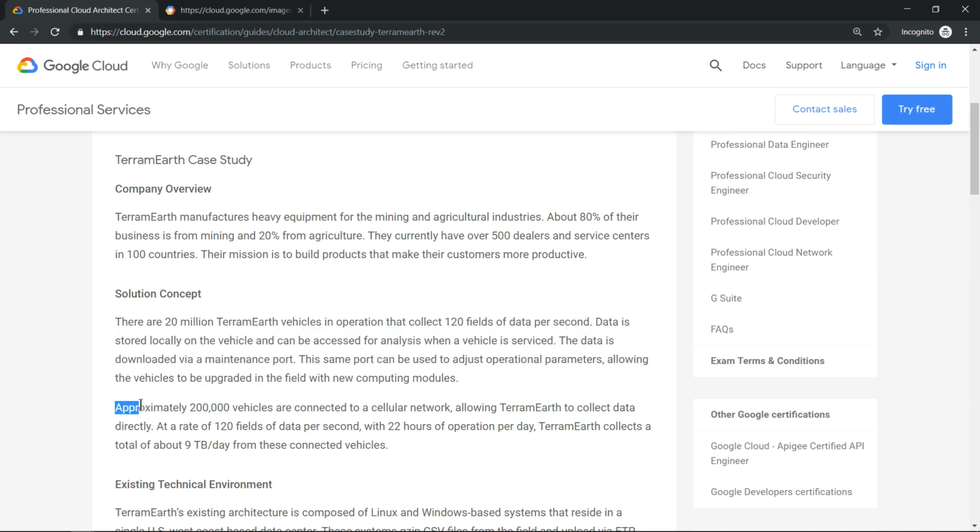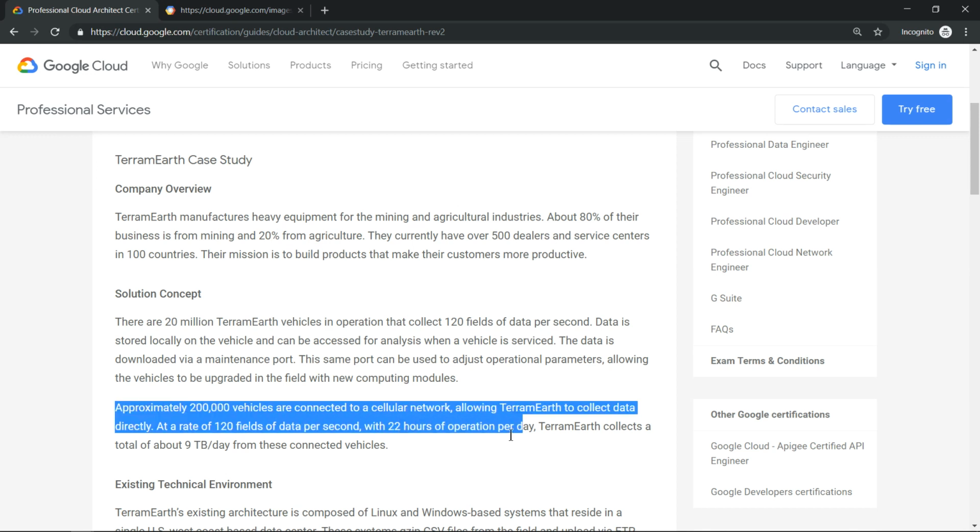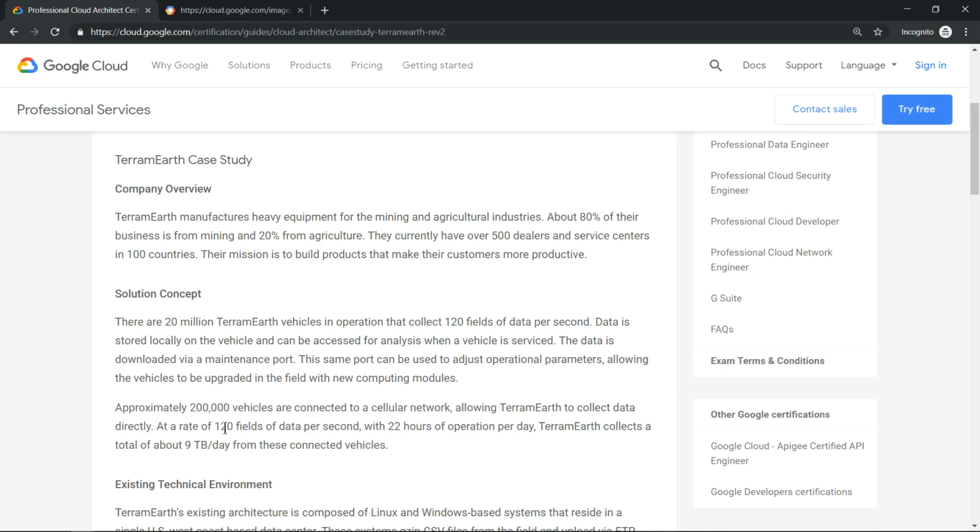And the second para indicates that around 1% of these 20 million vehicles are connected to a cellular network, maybe a 3G, 4G, or a 5G network. That's what they are connected to. And they are able to send the same 120 fields of data with 24 hours of operation. With this amount of information, almost 1% of the vehicles are generating 9 terabytes of data per day, which is really huge.